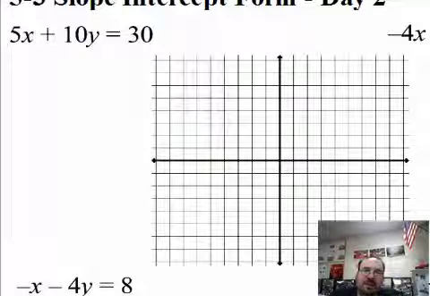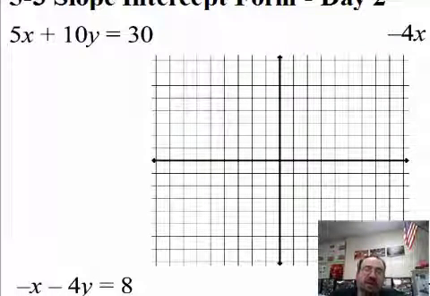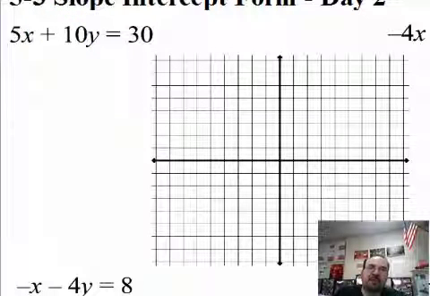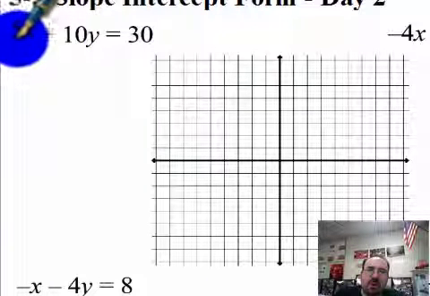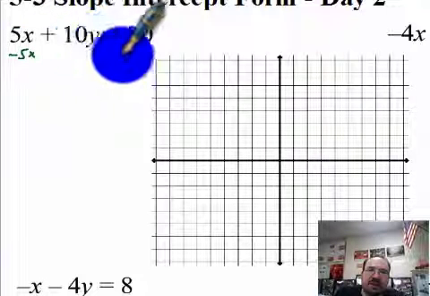Okay, so let's do some more problems involving slope-intercept form. This time I'm going to start out where I'm not given the equation in slope-intercept form, but I have to solve it for y. And we've actually done this before, but let's see how it works here. I need to move the 5x over, so I will subtract 5x from both sides.